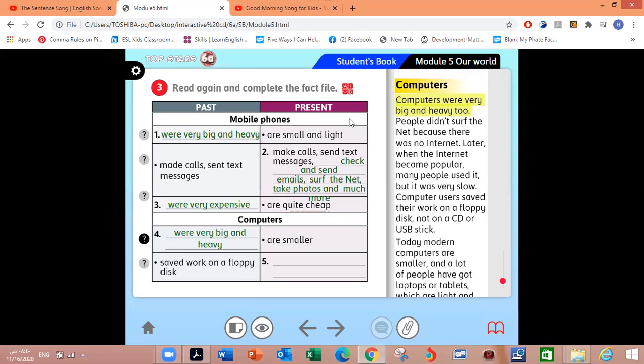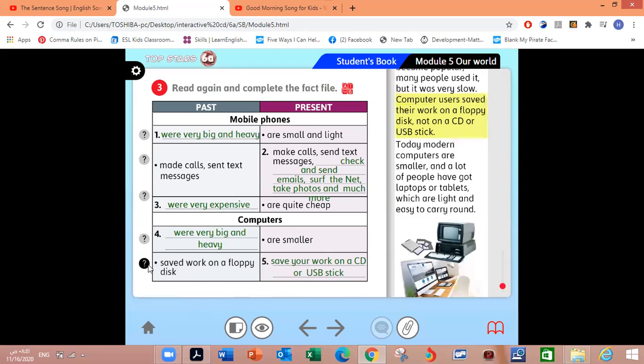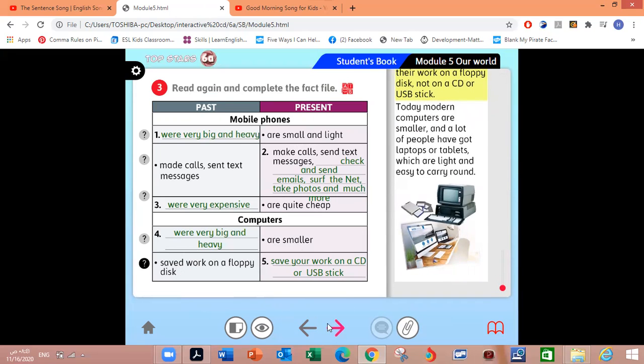Computers were very big and heavy too. Number 2, saved work on a floppy disk. Nowadays, save your work on a CD or USB stick. You will find the answer here. Now, don't forget to write the answer in your book.